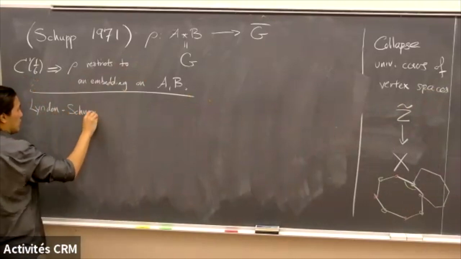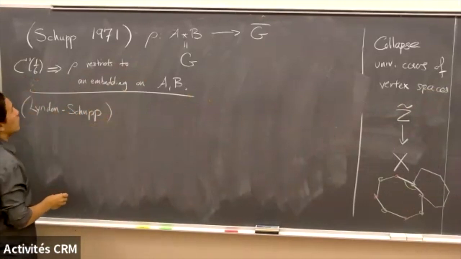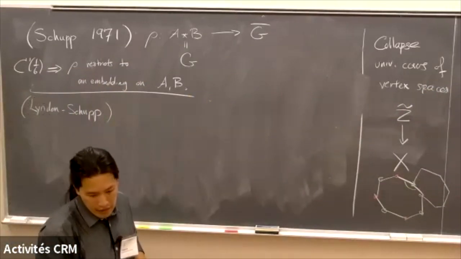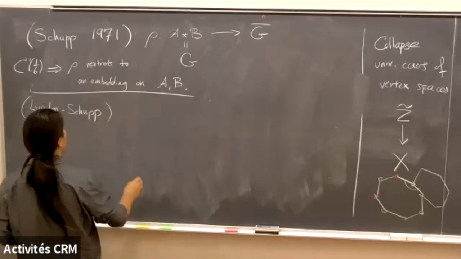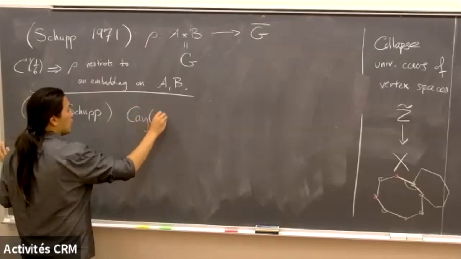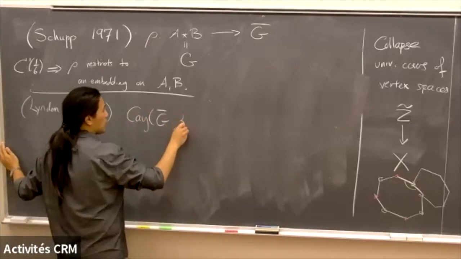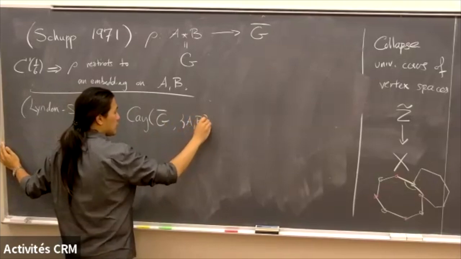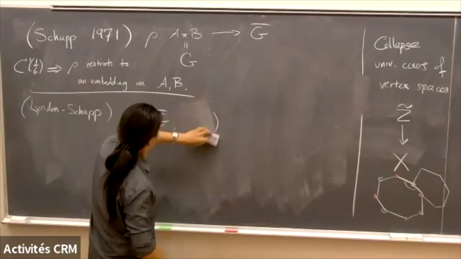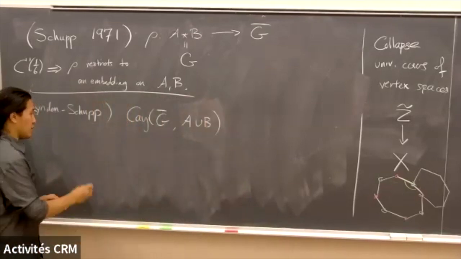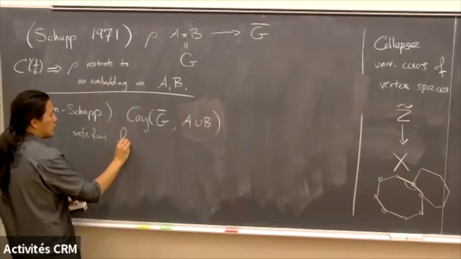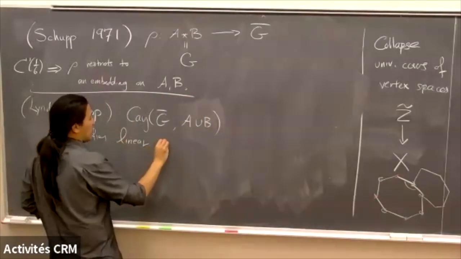But maybe it was known before, which is that I want to say that the Cayley graph of G bar with respect to the generating set, all of A and all of B, I should write that as a union, satisfies a linear isoparametric inequality.